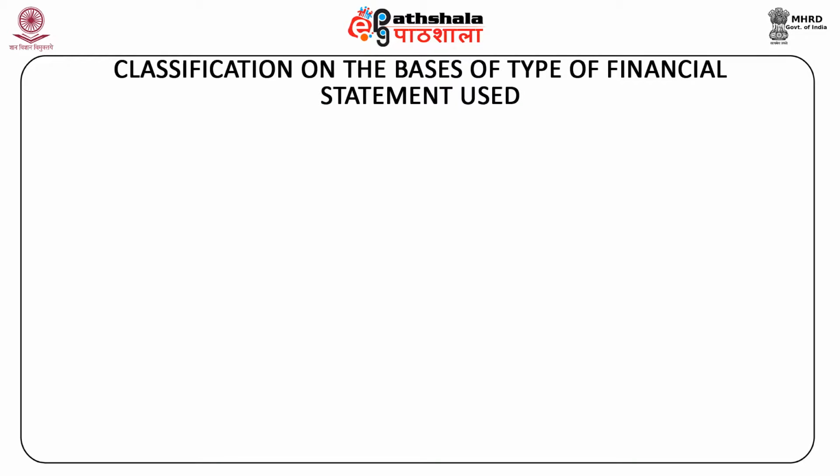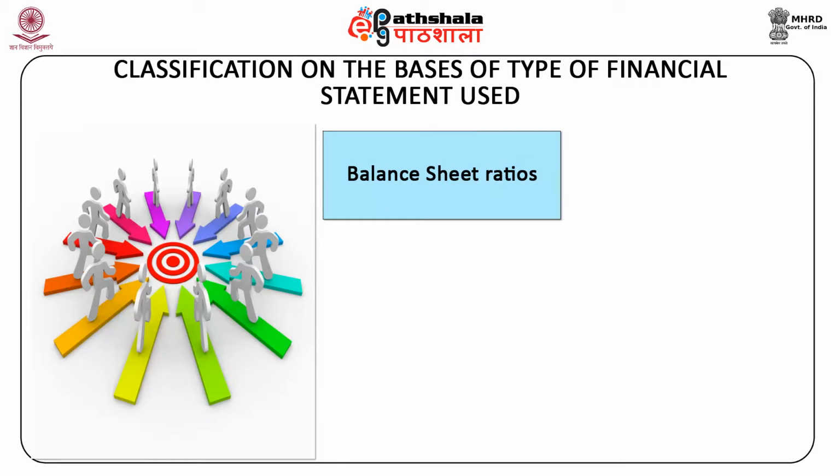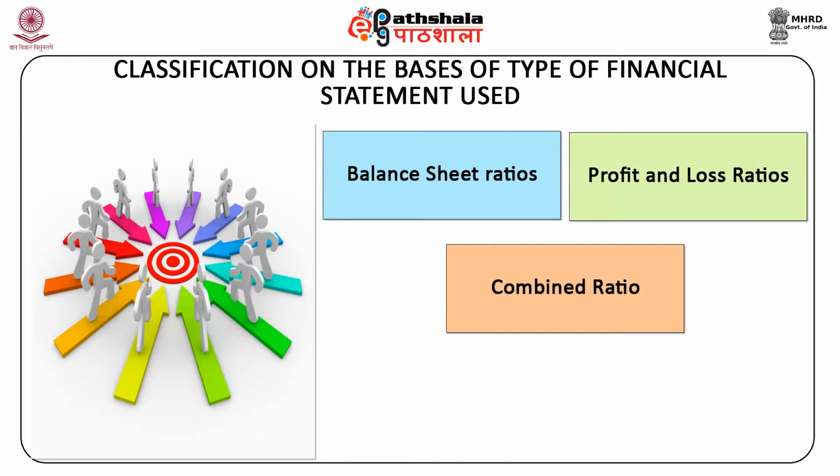Classification on the basis of type of financial statement used. On the basis of type of financial statement, the ratios can be classified as balance sheet ratios, which use balance sheet for the calculation, and profit and loss ratio, which use profit and loss statement to calculate ratios. And the third is the combined ratios, which use both the statements.